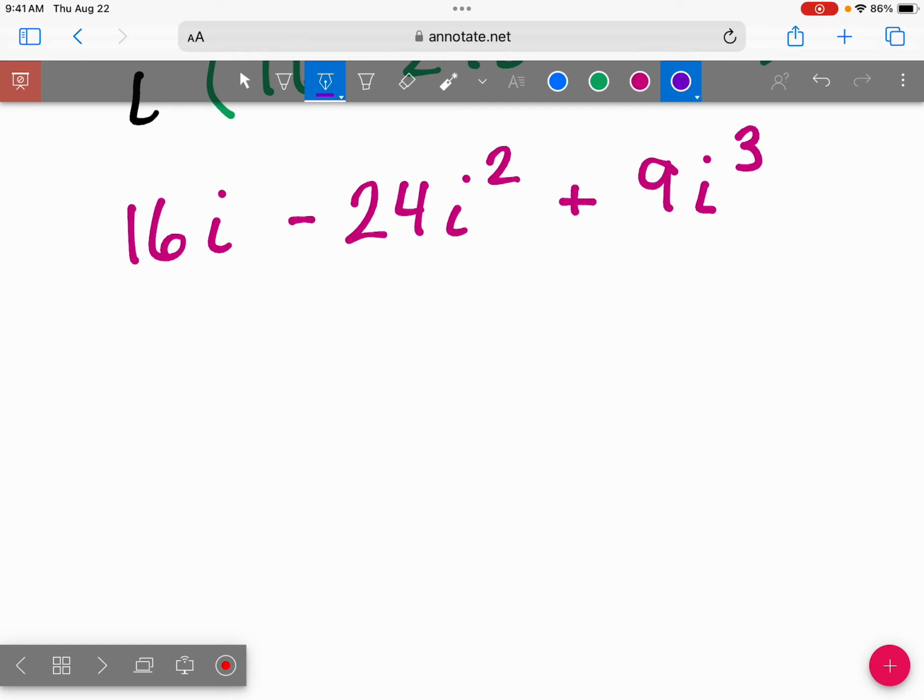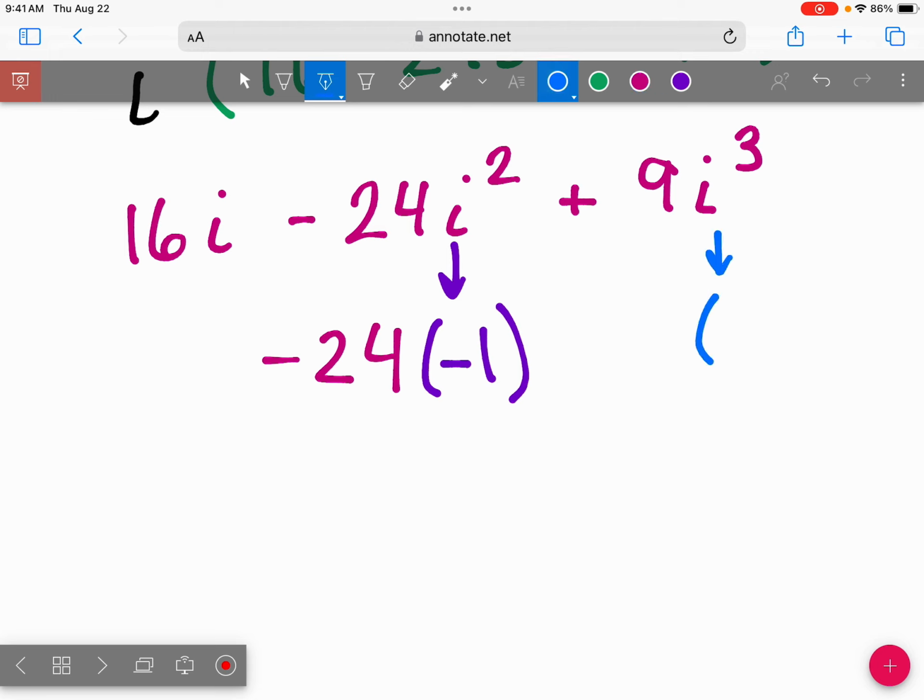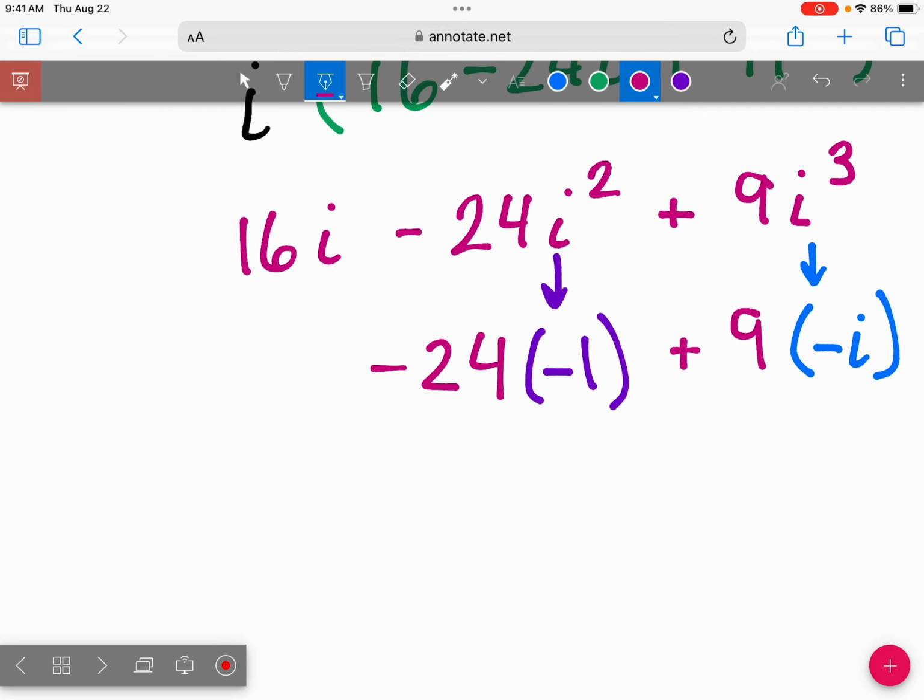So a couple pieces in here we know. What does i squared simplify down to be? Negative 1. So we have our minus 24 times negative 1. What does i cubed simplify down to be? Negative i. So this is 9 times negative i. And our 16i is just hanging out. Okay?